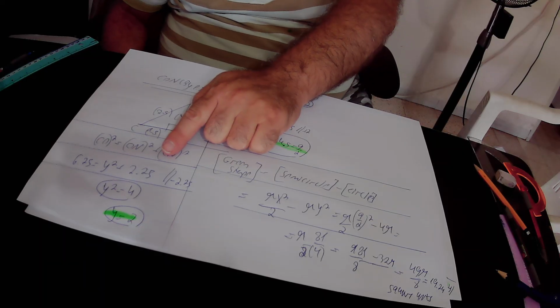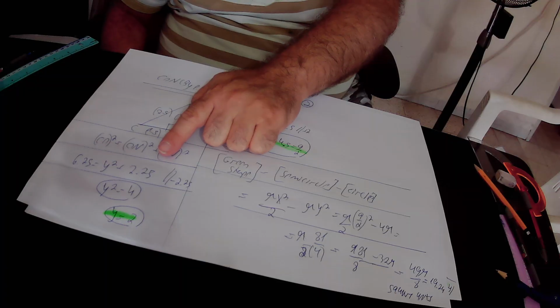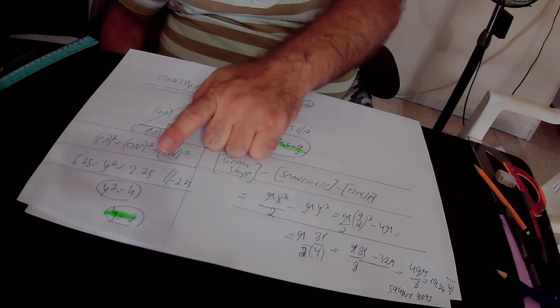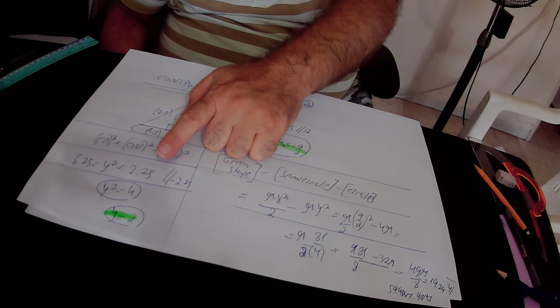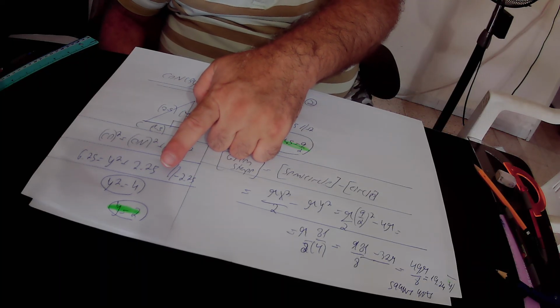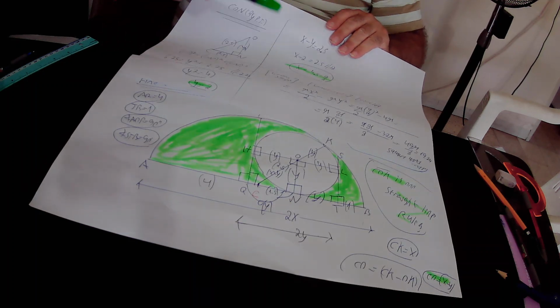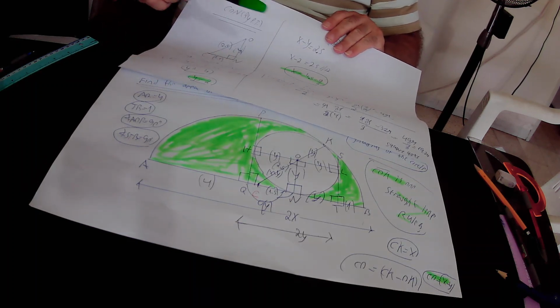Here we subtract 2.25 from this equation, and we found out that Y squared equals 6.25 minus 2.25, which is 4. So Y squared equals 4. Here we take the square root of this equation, and we found out that Y equals the square root of 4, that is 2. So we found out that the radius of this small circle, Y, equals 2 units.